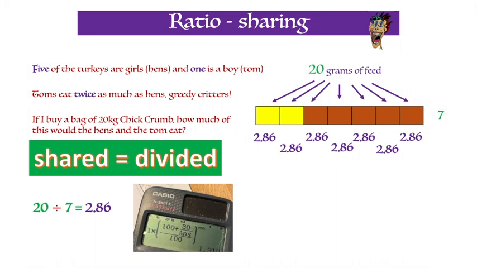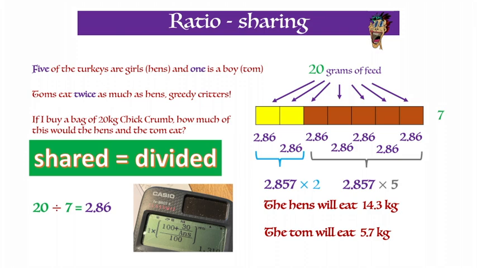Now we have to work out how much the Toms will get and how much the hens get. Well, the Tom has 2 trays of 2.857. Notice I've left it to 3 decimal places. Don't round up until the very end with your calculator. And the hens have 5 lots of 2.857. That means the hens will eat 14.3 kilograms and the Tom will eat 5.7. I hope this has been helpful.